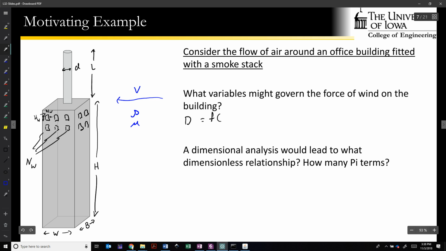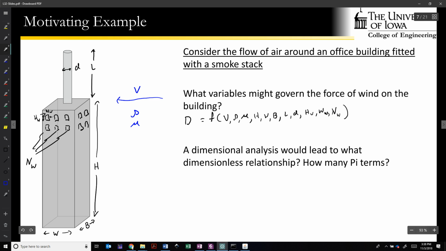So if we compile these, we've got a drag being a function of velocity, density, viscosity, the height, width, and breadth of the building, or height, width, depth, the length of the smokestack, its diameter, the height and width of the windows, as well as the total number of windows in the building.